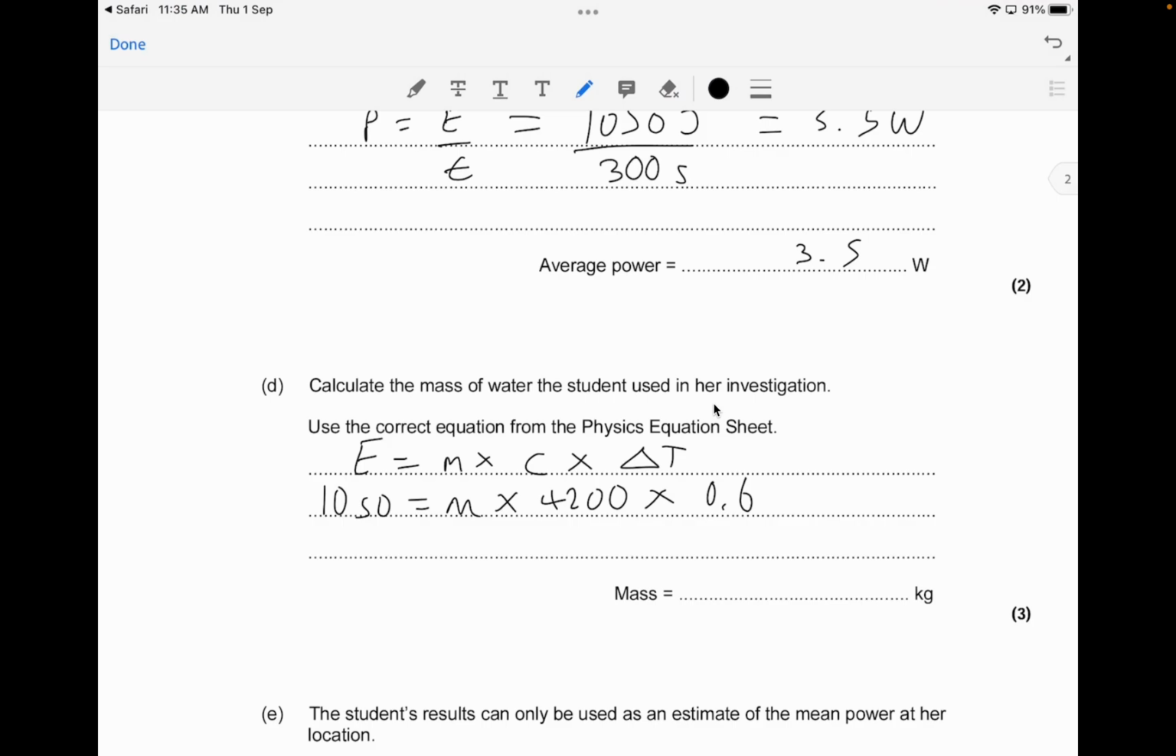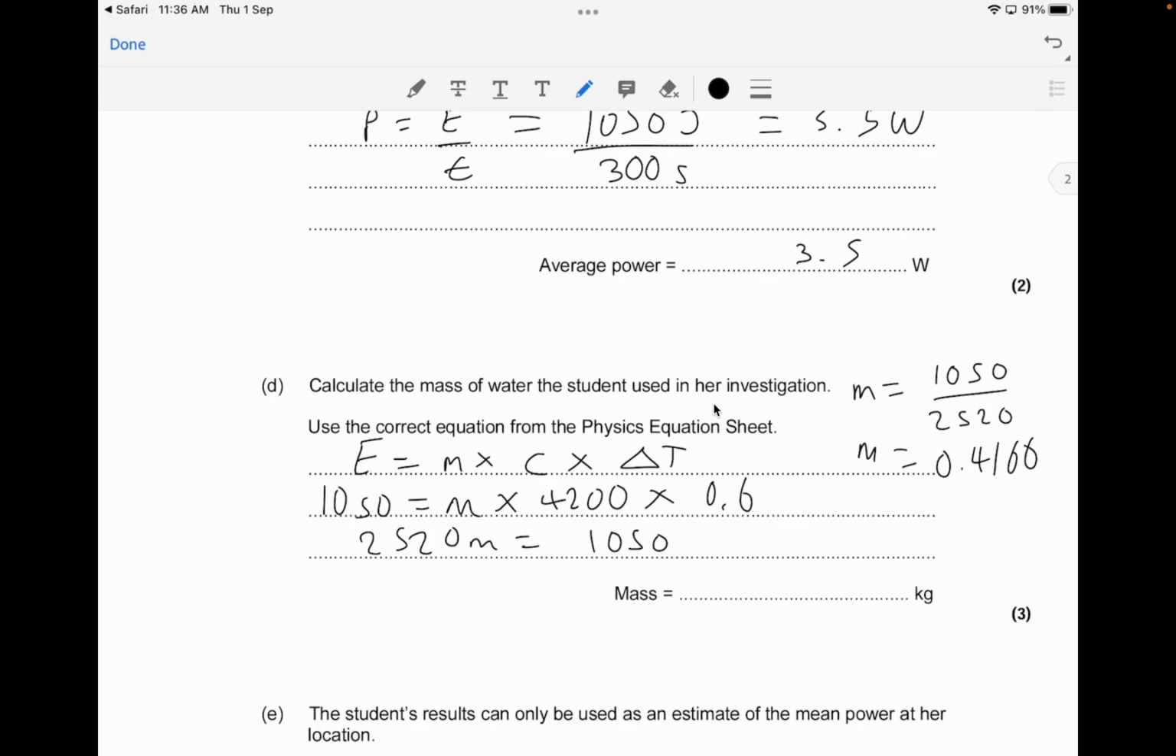Now all you need to do is rearrange this formula to make m the subject of the formula. That's a mathematical topic that you have to understand. So I'm just going to rearrange this on the right hand side, and we have m is equal to 1050 divided by 4200 times 0.6, which is 2520. I'm just going to use the calculator, guys. In this case, it's going to give me a value of about 0.4166 for the mass.